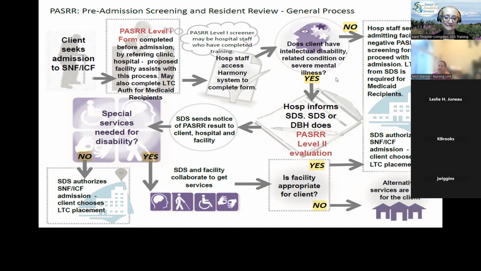If the outcome of the screening triggers a yes, or that a Level 2 evaluation needs to be completed, this is where you will notify SDS with the actual PASRR Level 1 screening form in the system, triggering SDS to order that Level 2 evaluation, whether it goes to the Division of Behavioral Health.